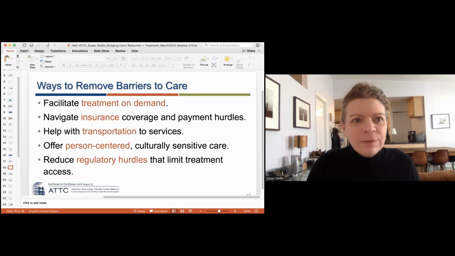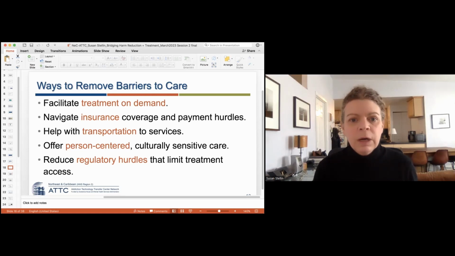So, going back to thinking about facilitating access to services, or removing barriers to care, this is a partial list, but increasingly there are efforts to facilitate treatment on demand, so that when someone does express an interest or is ready, it's not a matter of weeks before they can get connected to services, due to bureaucratic hurdles or just availability. That might mean navigating insurance coverage and payment hurdles, and helping with transportation to services is really critical. That's something particularly in rural communities, but even in some urban and suburban communities: if people can't get to these appointments or to where services are offered, that's a huge barrier.